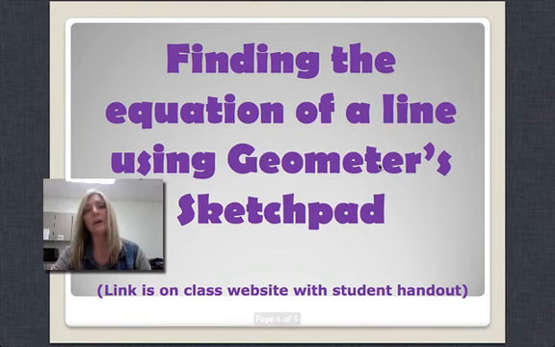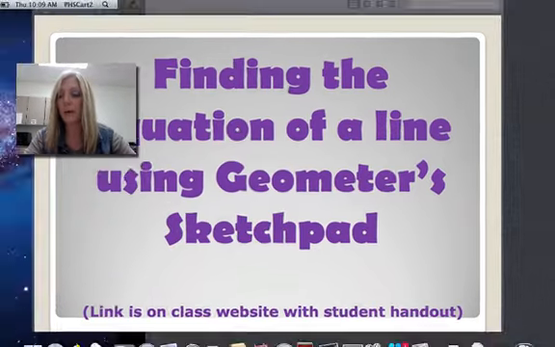So what we're going to do now is we're going to use Geometer's Sketchpad to find the equation of a line of best fit. And there is a link for a student worksheet on the class website that you can also look at. So let me bring that up. We'll bring up the Sketchpad here.